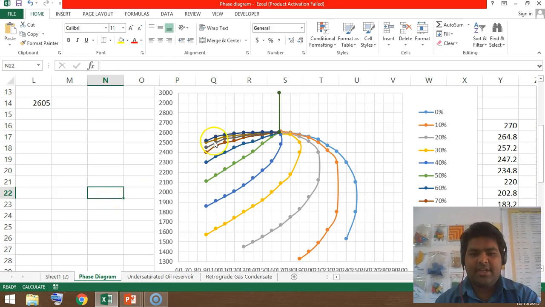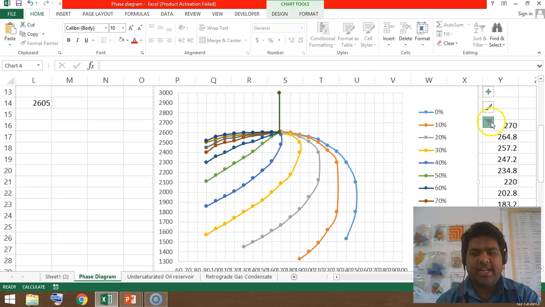So this is a typical pressure temperature phase diagram. The horizontal axis is temperature, in Fahrenheit. The vertical axis is pressure in PSI, pounds per square inch. And these various curves you are seeing are there because the oil we generally find in the reservoir is a mixture, not a pure substance. So let's start with the 0% line.